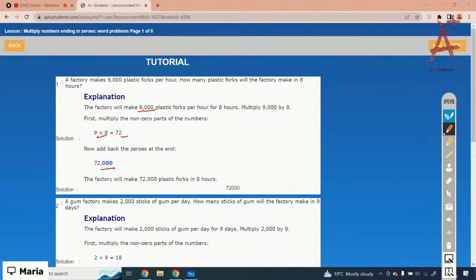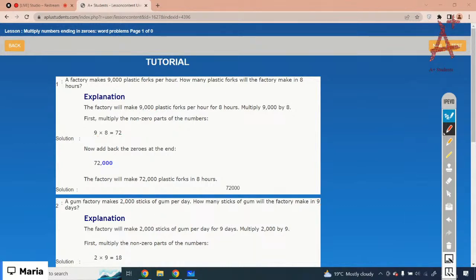Just multiply the non-zero values. Okay, the second one is: a gum factory makes 2,000 sticks of gum per day. How many sticks of gum will the factory make in 9 days? So just multiply the non-zero values. Just do 9 times 2. 9 times 2 makes 18. And then you have three zeros with 2,000, so just add three zeros. So it would be 18,000. Got it?